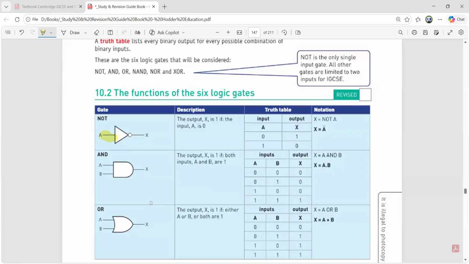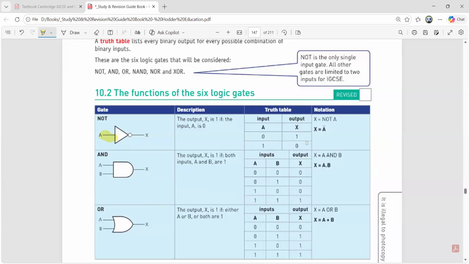The definition is written here. The output X is 1 if input A is 0. Input A is 0, the result is a 1. The input A is 1, the result is a 0. So it's basically working like an inverter. Whatever the inputs are, they are going to be reversed, and that is the purpose of this gate. Are you clear about this?